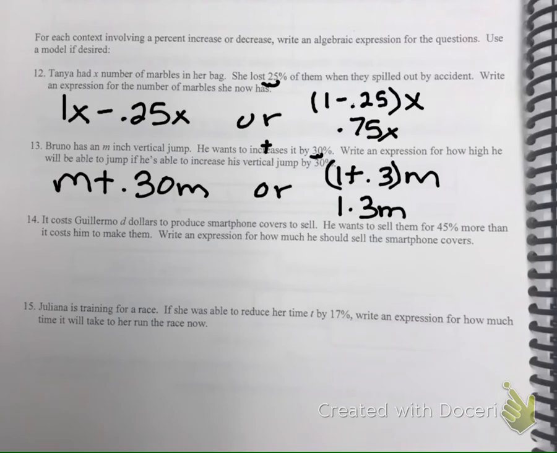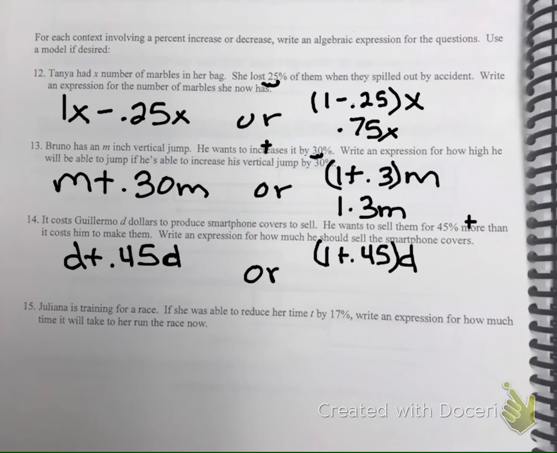It costs Guillermo D dollars to produce the smartphone covers to sell. He wants to sell them for 45% more than it costs him to make. Write an expression for how much he should sell the smartphone covers for. Once again, there's multiple ways to do this. So we're going to have D dollars plus, because more means plus, 0.45 times D dollars. You can leave it at this, or if you will, we have 1 plus 0.45 times D, which is 1.45D. We are not solving these. Either is fine.